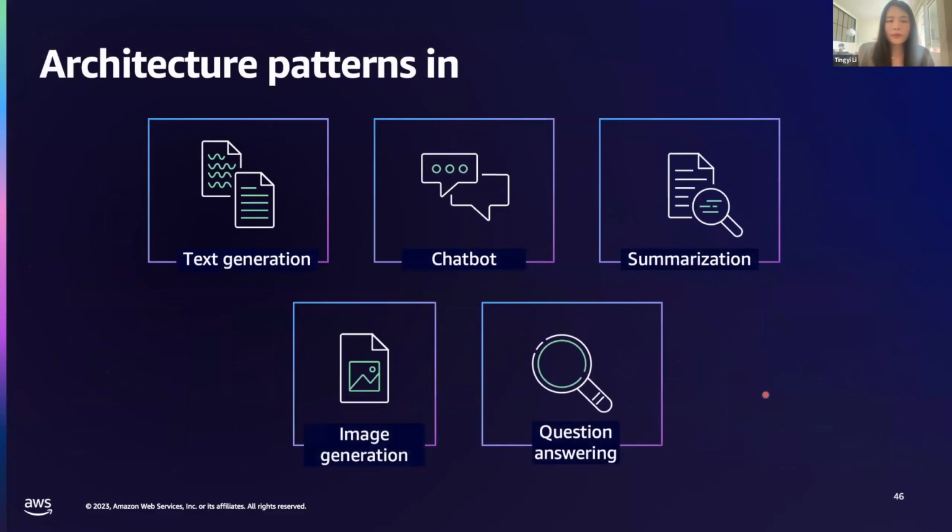We can see some similar patterns so far from what we covered before. For text generation or chatbot, you normally need RAG, right? For summarization as well. For image, maybe you need to focus on the front end, you use different models, etc.